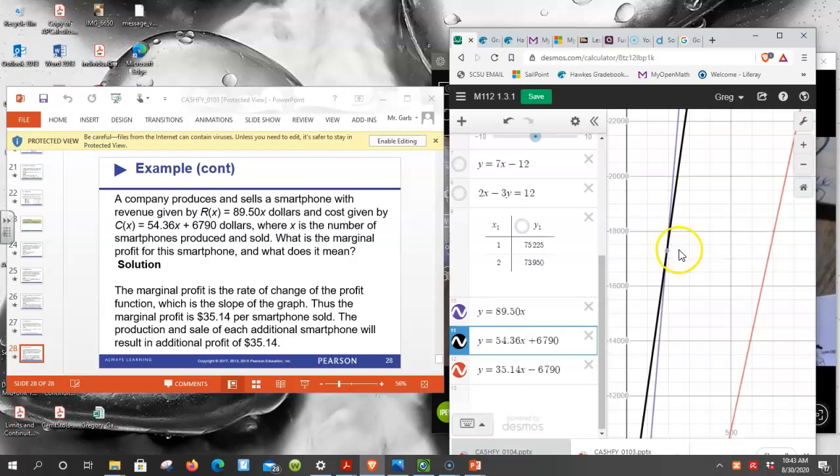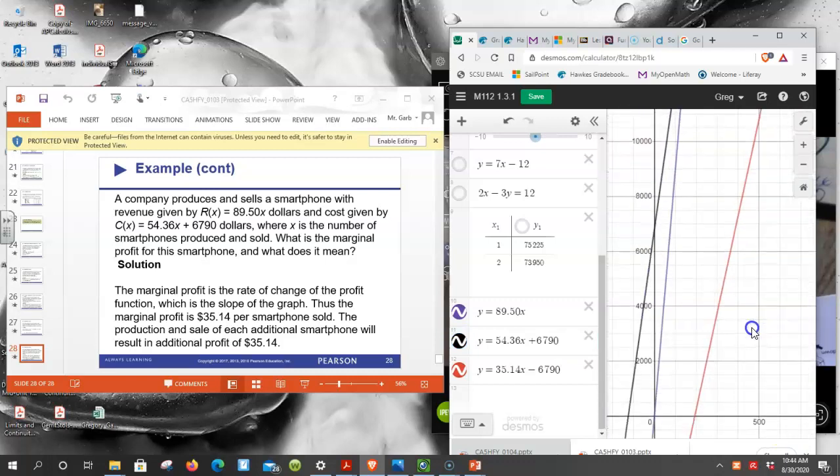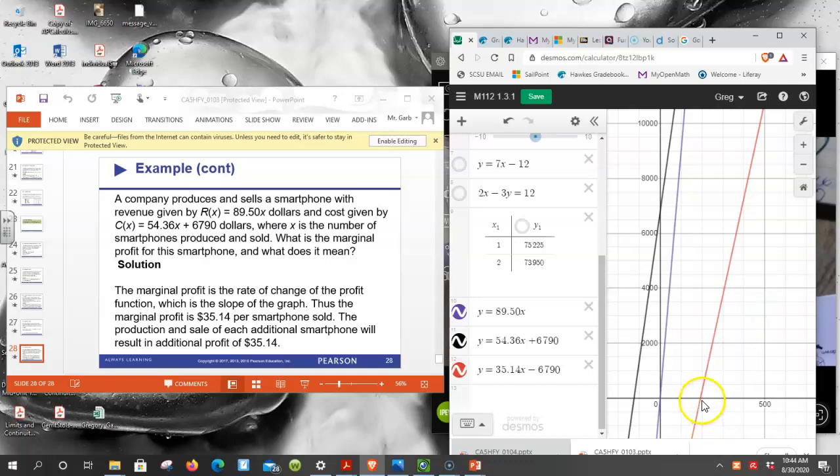So when revenue equals cost, that means you're making $0. The red line takes into account that 67.90 upfront cost. That's why I want to show you that. All right, so revenue minus cost equals profit. Okay, profit's the same thing as marginal revenue.